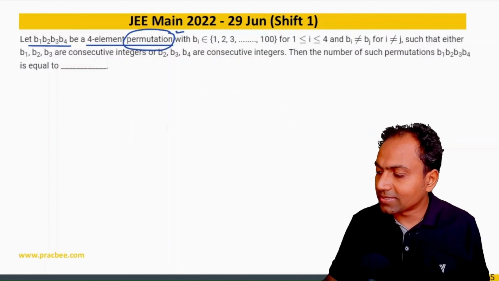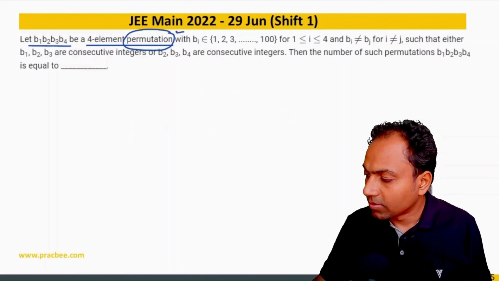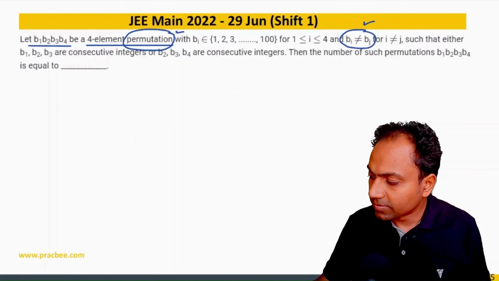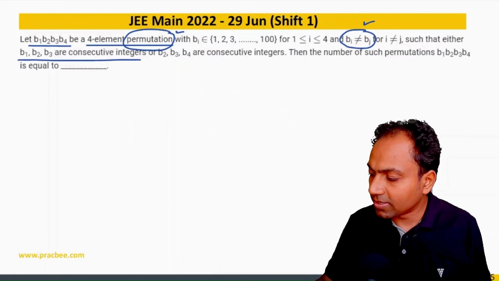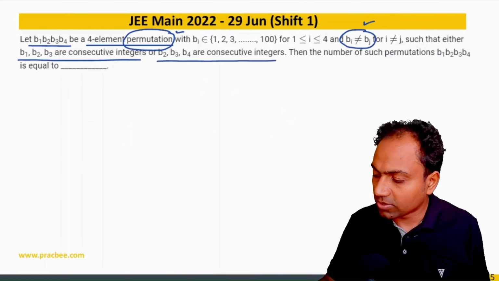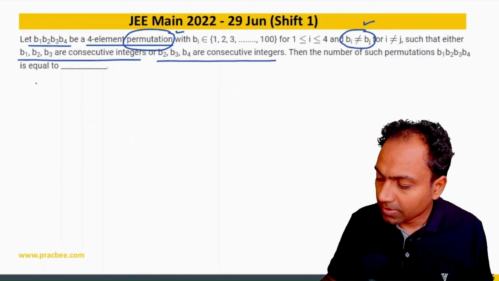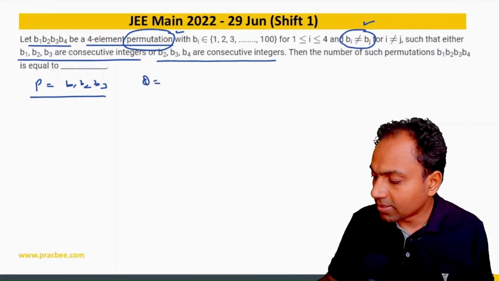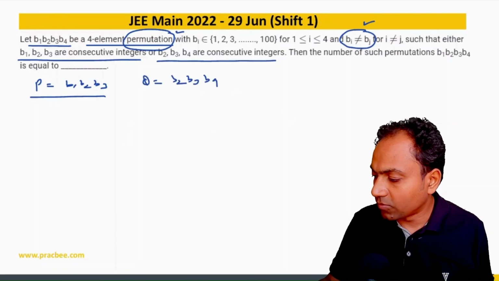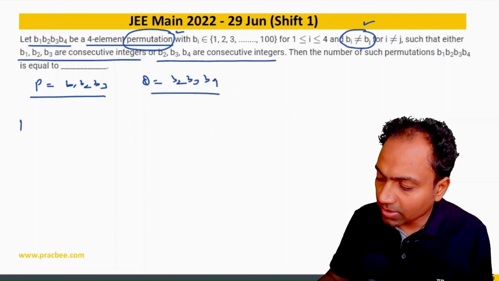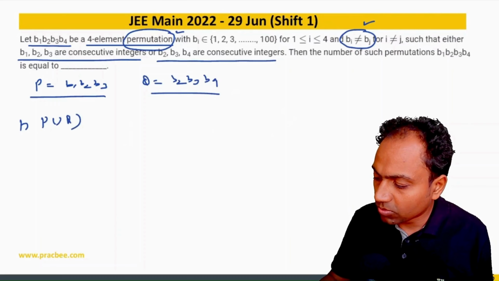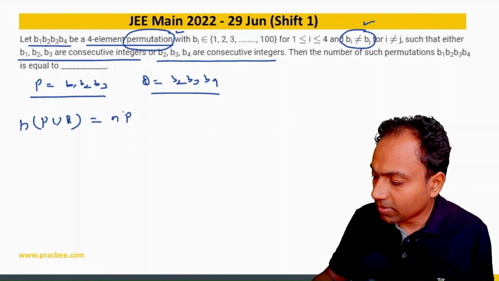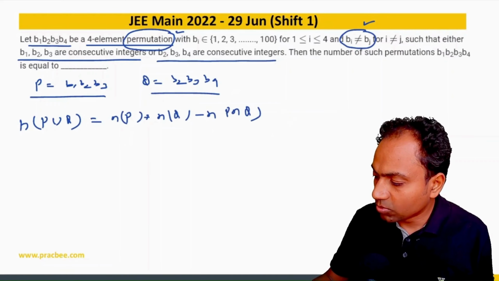And now what they're saying is, in how many ways can this be done so that no element is equal to each other. And another thing that they are giving is, there are two conditions: either B1, B2, B3 are consecutive, or B2, B3, B4 are consecutive. So if I take my set P as B1, B2, B3 being consecutive, and set Q as B2, B3, B4 being consecutive, we can apply set theory and write the number of elements in P union Q. So N of P plus N of Q minus N of P intersection Q should give me my answer.